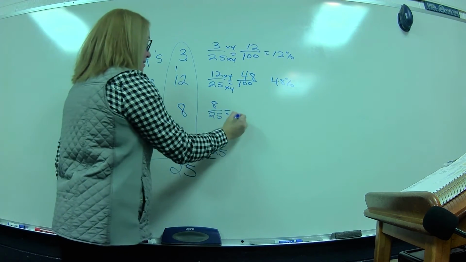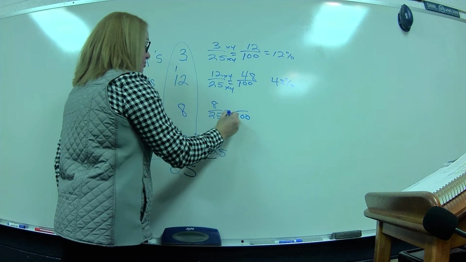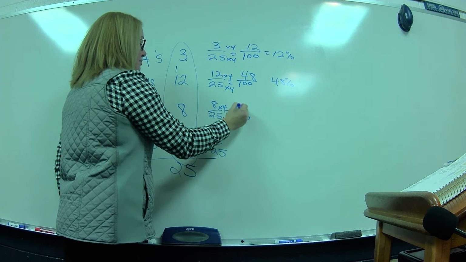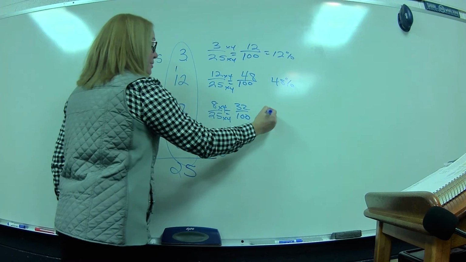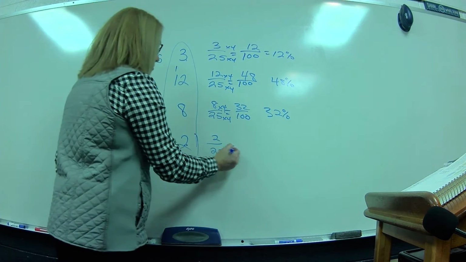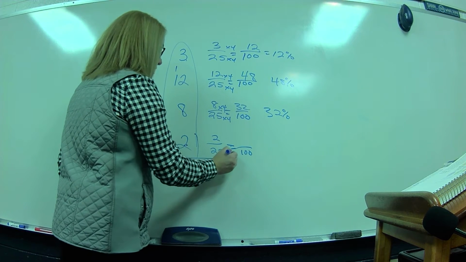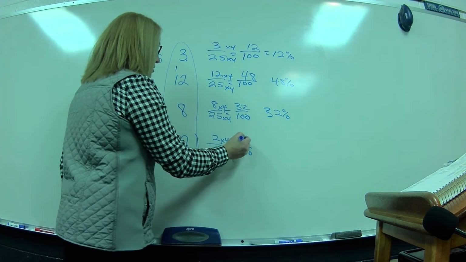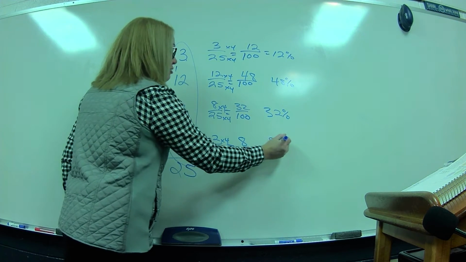This will be times 4. So this is going to be 32 100ths, which is going to be 32%. And we'll put this into 100 times 4 times 4. It's going to give us 8%.